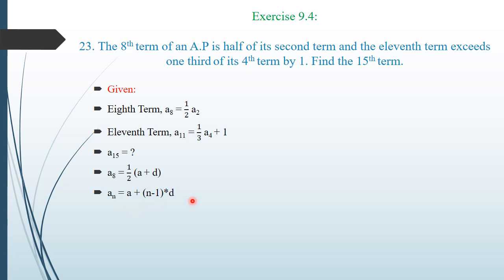We know that an equals a plus (n minus 1) into d. Now the 8th term I can also write as a plus 7d, because a plus (n minus 1) into d, where n is 8, therefore 8 minus 1 is 7. So a plus 7d is nothing but half of (a plus d).